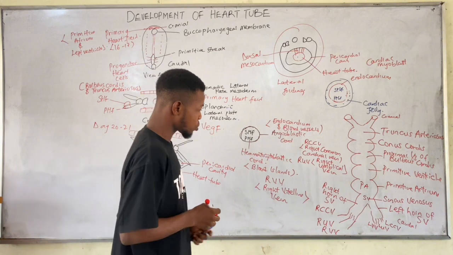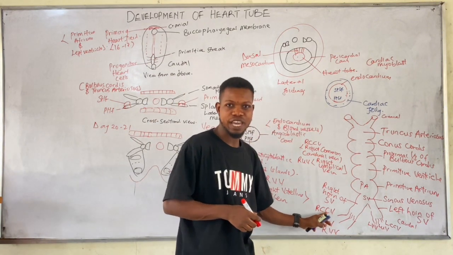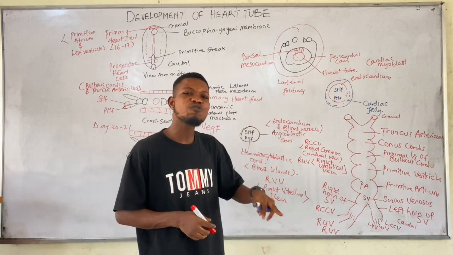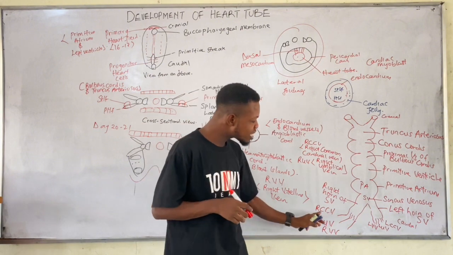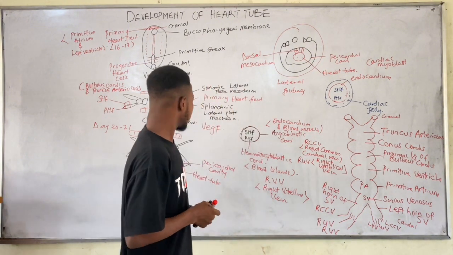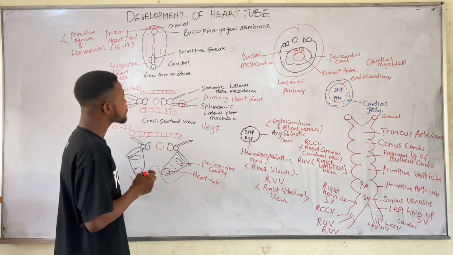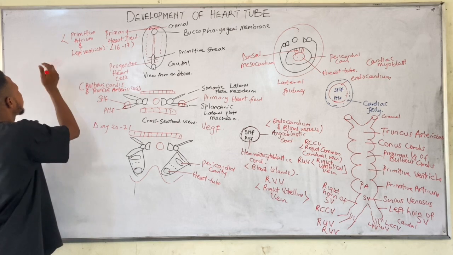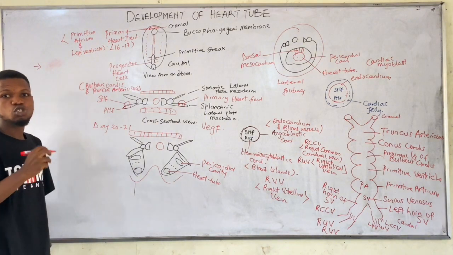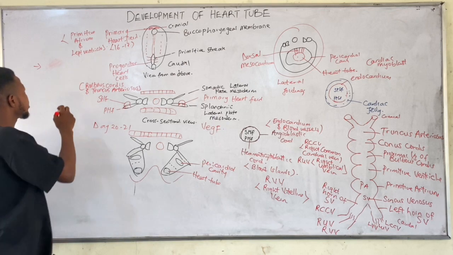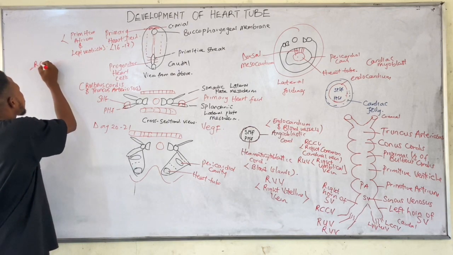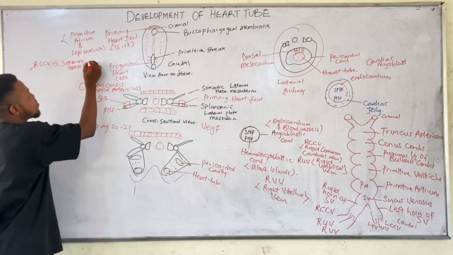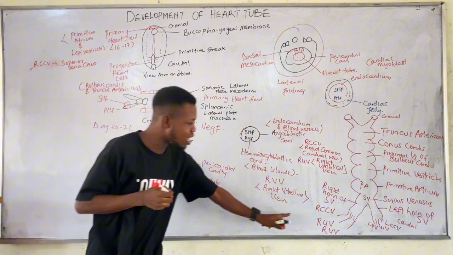Yeah, so for example now, the right common cardinal vein, though we are still going to be looking at this in detail. This is where I'm going to talk about development of inflow and outflow tract. But for now, I'm just going to list what they are going to become in the adult heart. Now, the right common cardinal vein is going to become the superior vena cava. You get? The right common cardinal vein becomes the superior vena cava. Yeah, so that's what the right common cardinal vein will form.